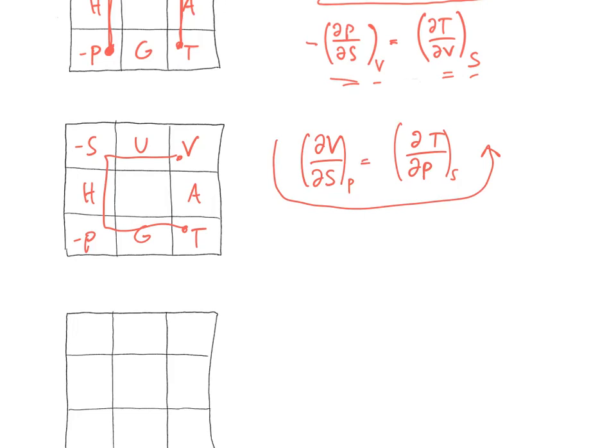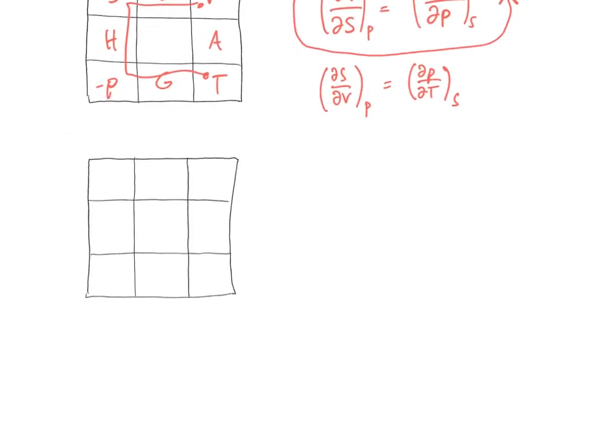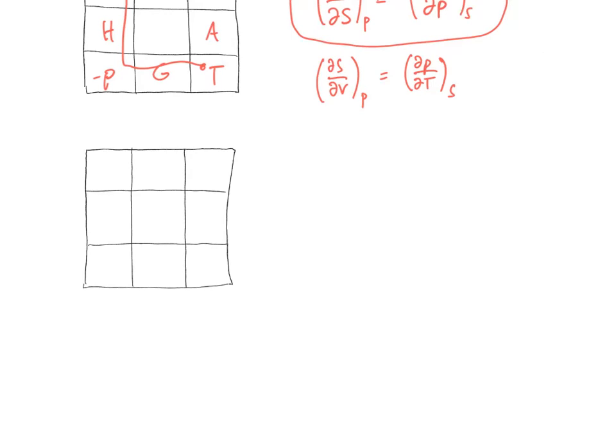I should also point out that it's possible to flip these around. So what you might see is dS dV at constant P equals dP dT at constant S. You could very well see that too. That's possible. All right, let's go ahead and try one more.